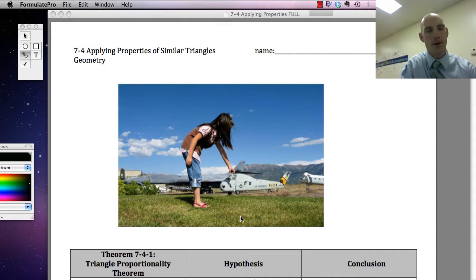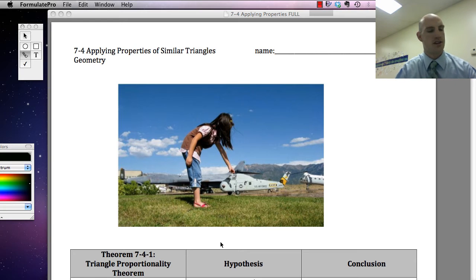Welcome back. Today we're talking about applying properties of similar triangles, and one of the things that I want to show you is in this picture here. The use of perspective in art is really huge when we're talking about similarity, because if you'll notice, this little girl looks like she's putting her hand on top of this helicopter, but really it's because we're playing with the perspective, okay? And so this helicopter is really farther away, but it's smaller, and so it looks like she's got her hand on top of it because she's in the foreground.